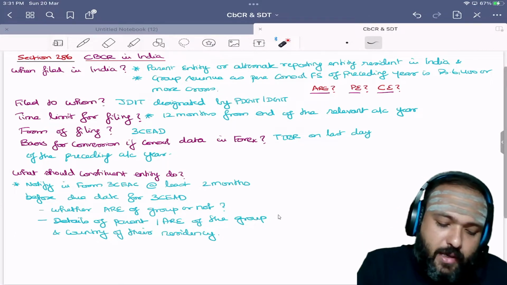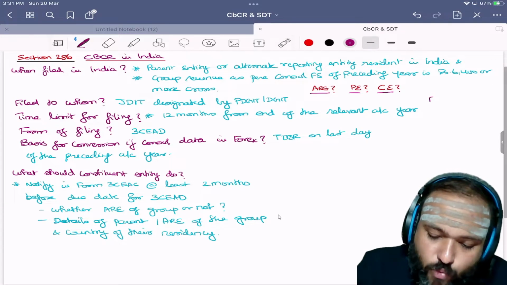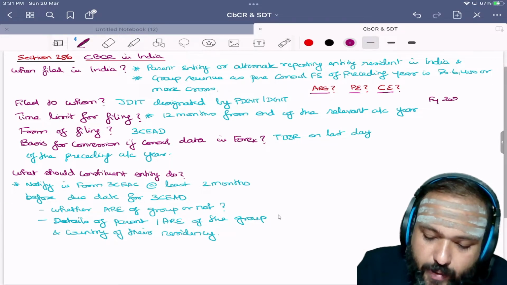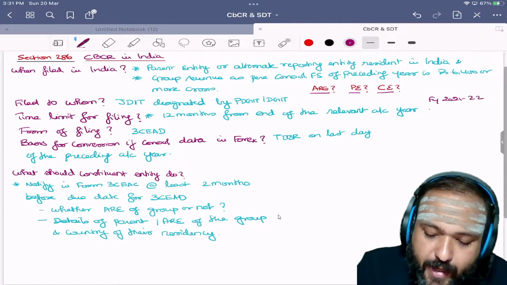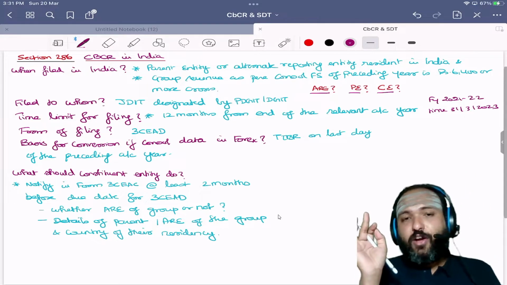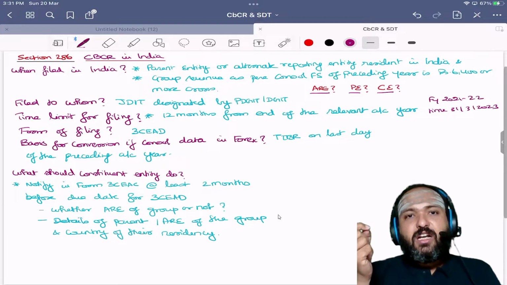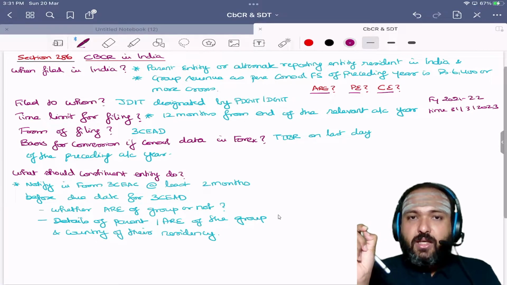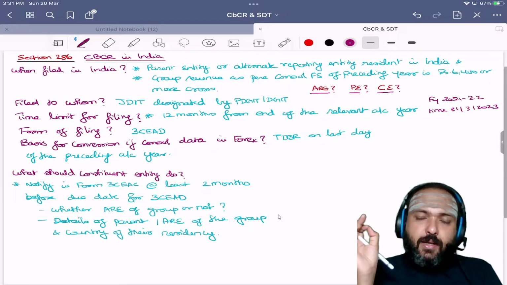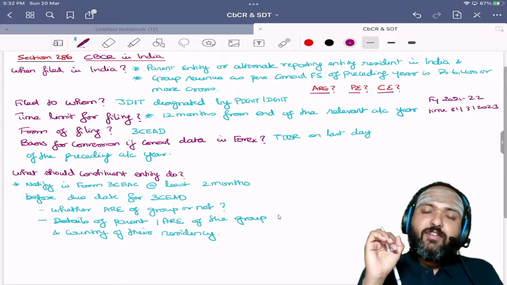So for example, if I am filing it for FY 2021-22, what will the time limit be? 31-3-2023. So if I file for FY 21-22, it is 1 year from the end of the relevant financial year, so 31st March 2023 will be the timeline. Is it clear? Now, sir, is there any form for filing this?